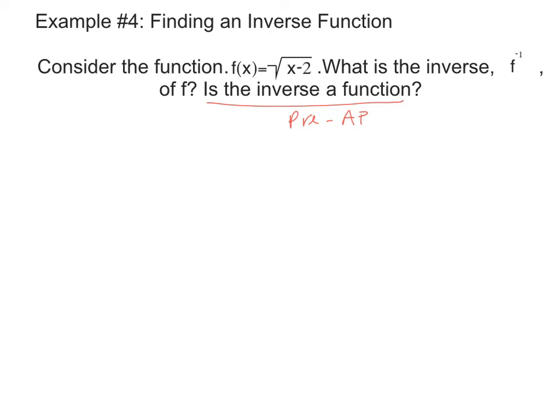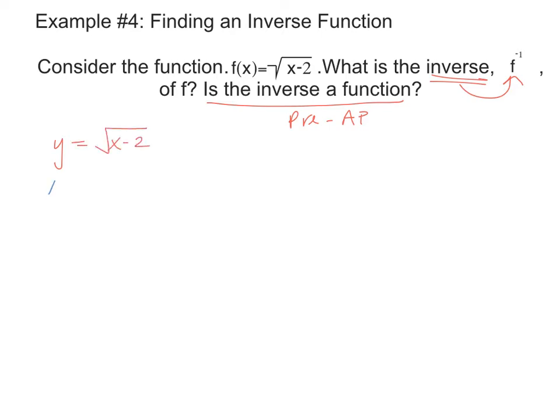Okay, we know that we need to switch. Now this is just basically telling you that this is another notation for inverse. So notice we have f of x and f negative 1. So that's the same thing as just your, basically it's being stated as the inverse. Okay, so f of x will replace with y as the original. So y equals the square root of x minus 2 is the original.